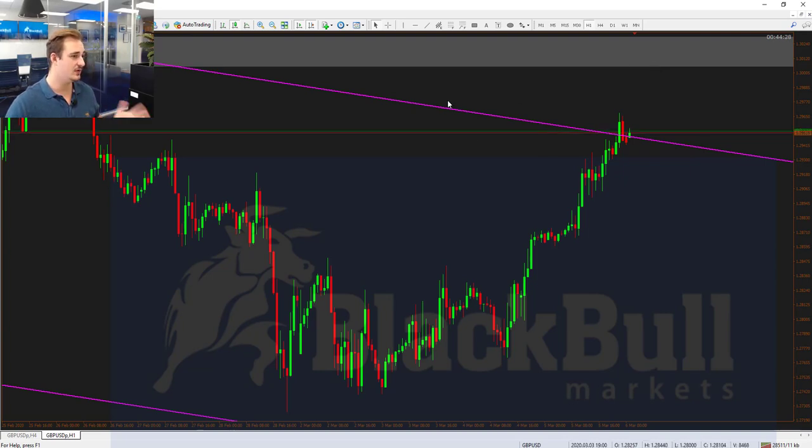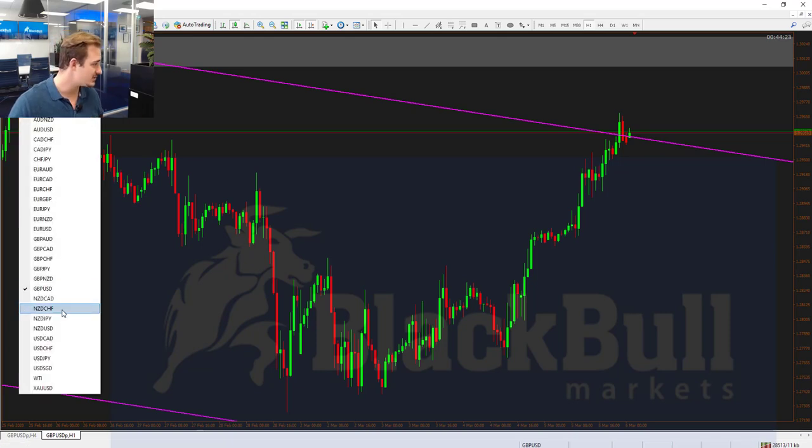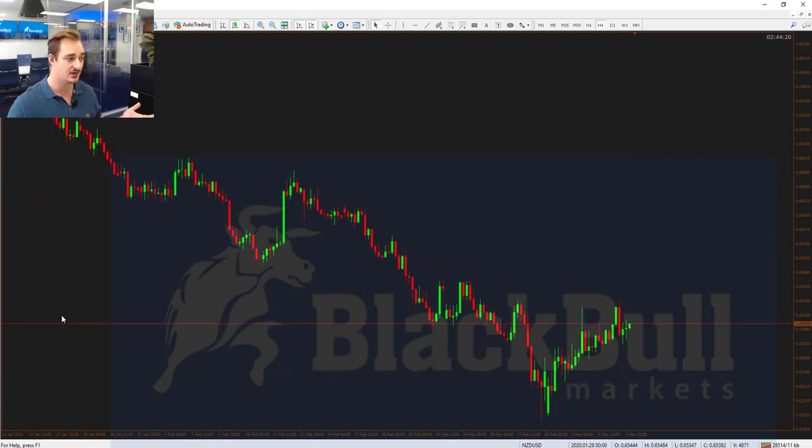So moving on to the next pair, what we're looking at is NZDUSD. Sorry. So again, New Zealand will be closed when the NFP comes out. USD will be open, so it'll be only influenced by the USD. So we could see a nice clean move in here.